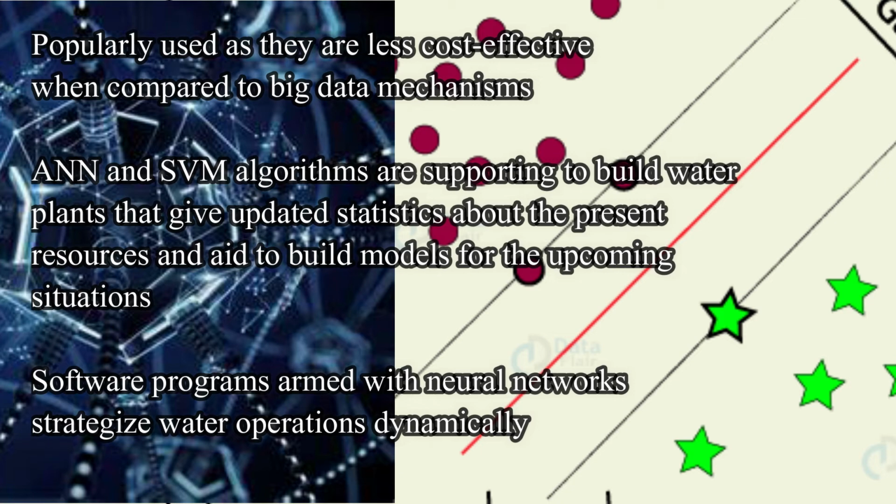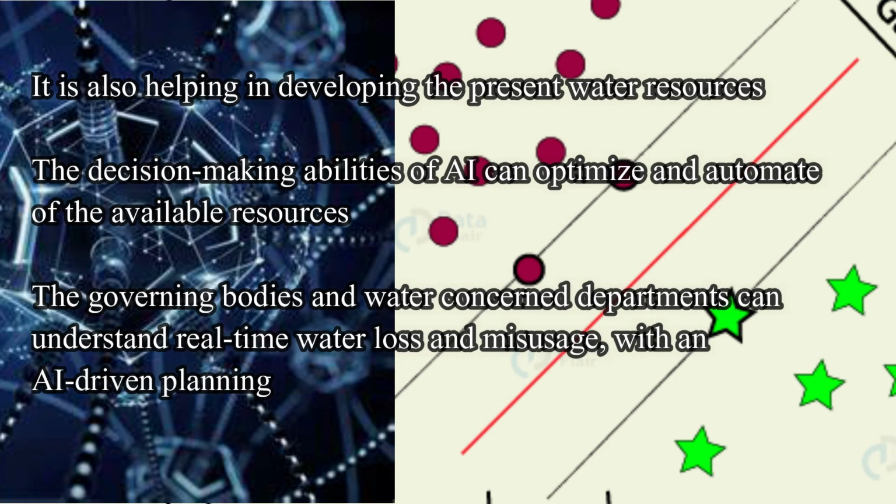Software programs armed with neural network strategies operate water dynamically. It is also helping in developing the present water resources. The decision-making abilities of AI can optimize and automate the available resources. The governing bodies and water concern departments can understand real-time water loss and misusage with AI-driven planning.